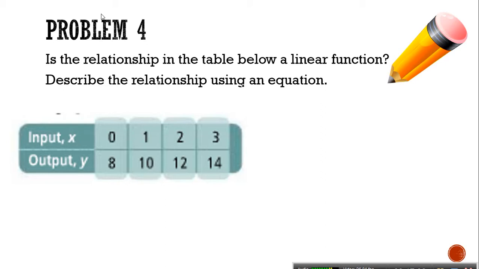Alright, so problem 4. They want me to find, is the relationship a linear function, and then also describe the relationship using an equation. So I'm first going to find, is it a linear function? So does it go up by constant values? I'm going to first always look at my y's. So 8 to 10, that's an adding of 2. 10 to 12, adding 2. 12 to 14, I added 2. Let's check my x's. Added 1, added 1, added 1. That is good, so that means yes, I do have a linear function.